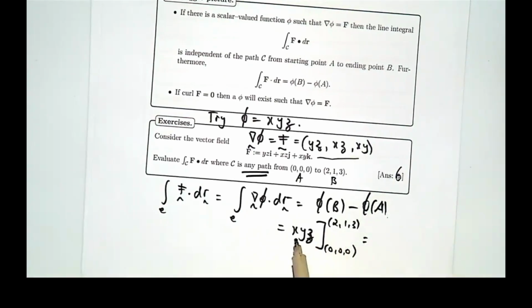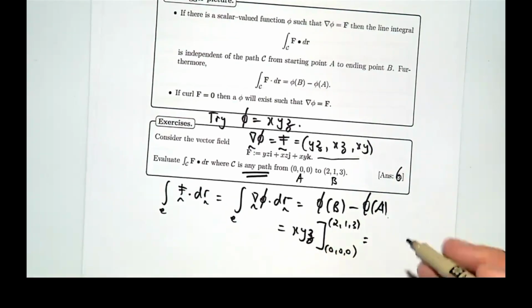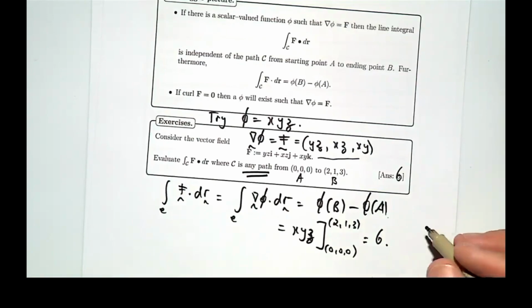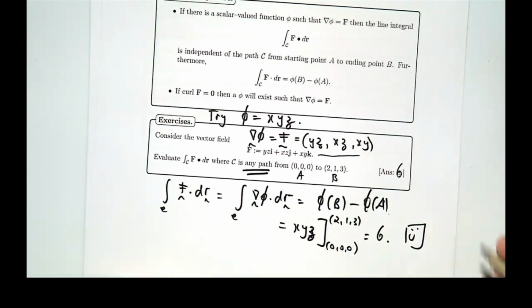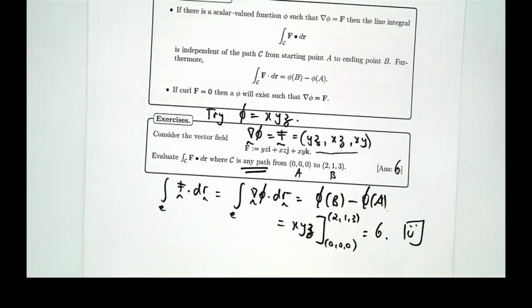Okay, so x equals 2, y equals 1, z equals 3. 2 times 1 times 3. Boom. That's it. No derivatives needed. No parameterization needed. No dot product needed.